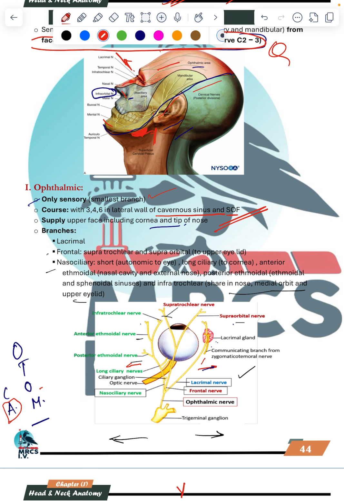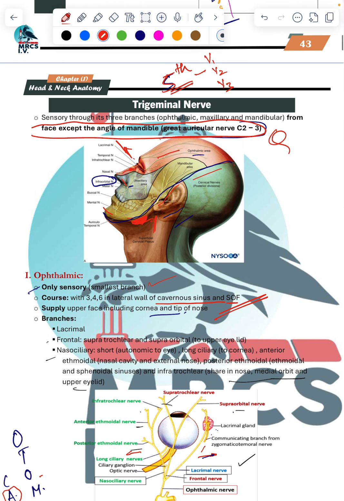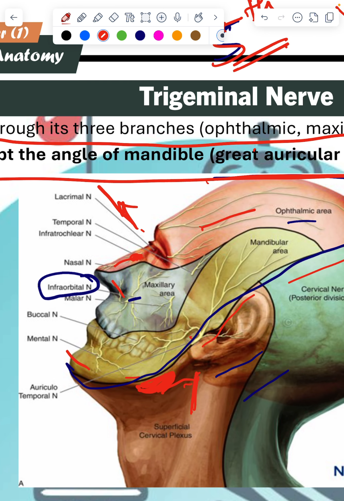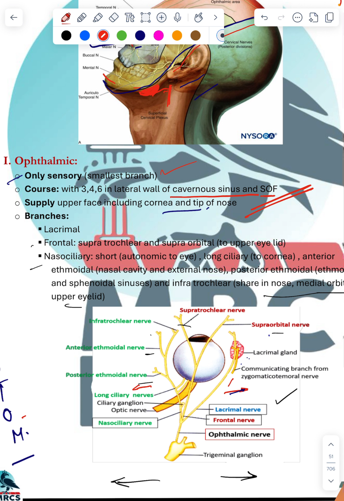So it supplies the upper face including the cornea and tip of the nose. So this is the sensory supply to the cornea, and the tip of the upper nose. You can see this one. This one area is supplied by the ophthalmic nerve. Supratrochlear area, tip of the nose, cornea, lacrimation, all this means the lacrimal gland. Lacrimation is actually not done by this, it is sensory supply too.